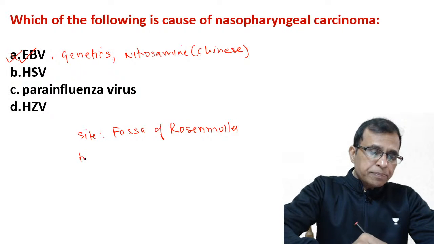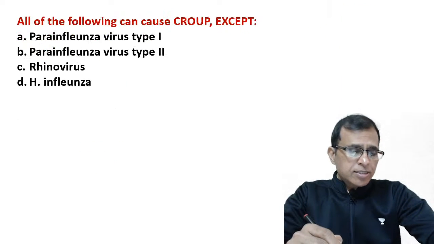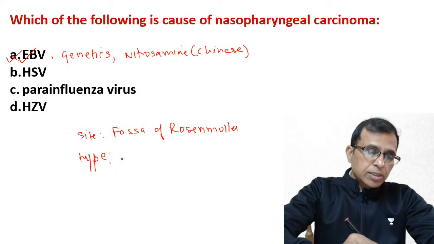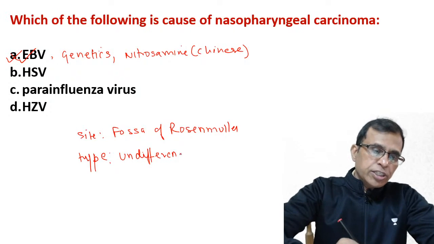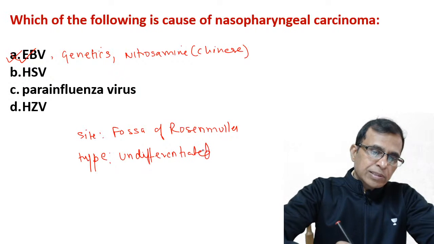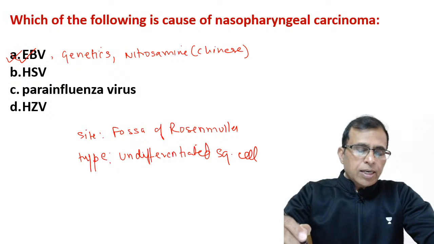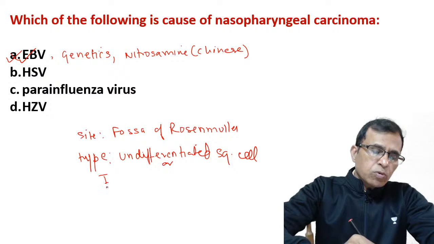Then most common type. Can you answer this question? Which is the most common type of carcinoma in the nasopharynx? If you like to answer this question, let's see who gets this. The most common type of nasopharyngeal carcinoma is undifferentiated squamous cell carcinoma, and they are divided into type 1, type 2, type 3. So this is type 3.